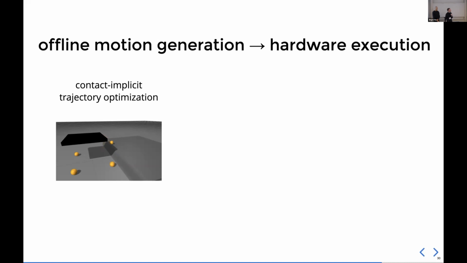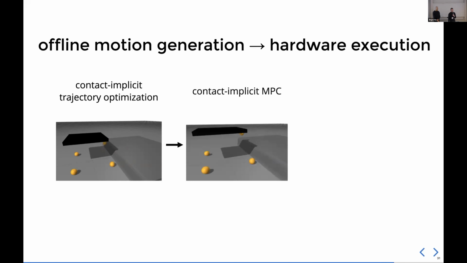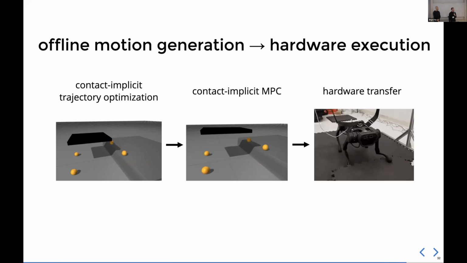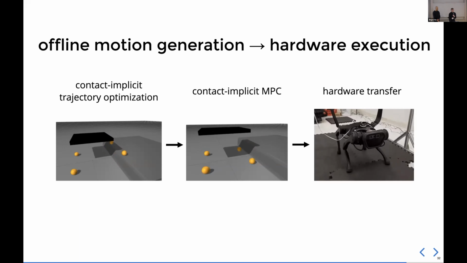So to get a behavior onto the hardware, the pipeline works like this. We have first an offline step where we are doing contact-implicit trajectory optimization. Then the next step is to verify that we can track it in simulation using contact-implicit MPC. And finally, when we are satisfied with the tracking results, we can just port it onto hardware and get the nice behavior on the quadruped, the real hardware.